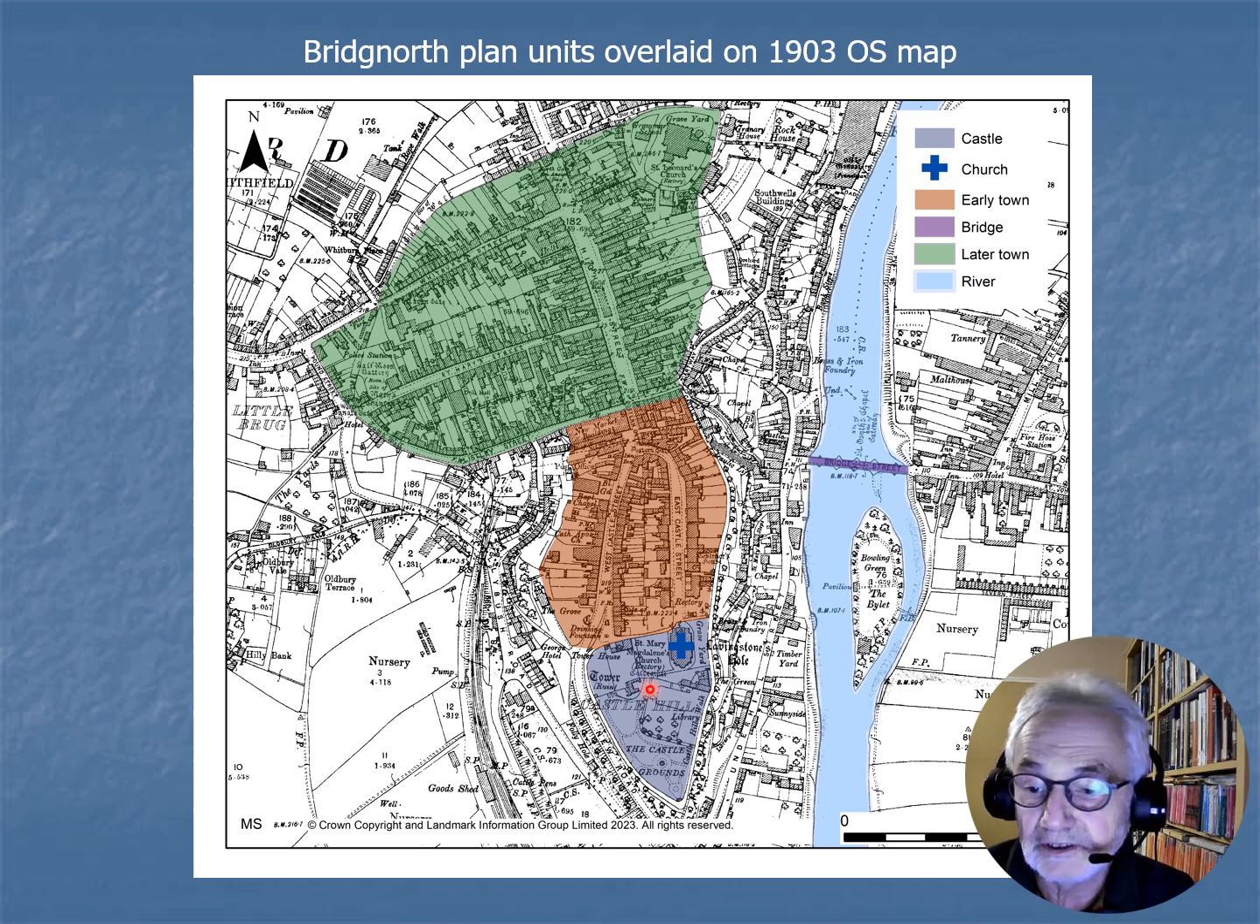So here we see the site of the castle, with the church in its inner bailey, and the site of the original town in its outer bailey. To the east is the bridge over the River Severn, and to the north is the area of the later town.